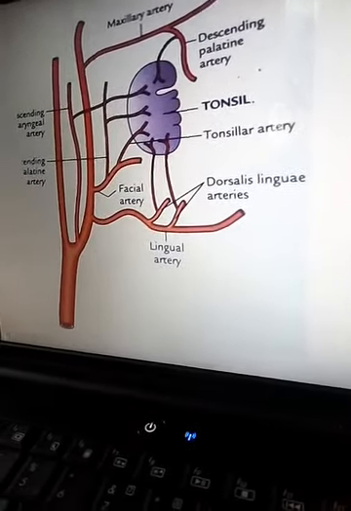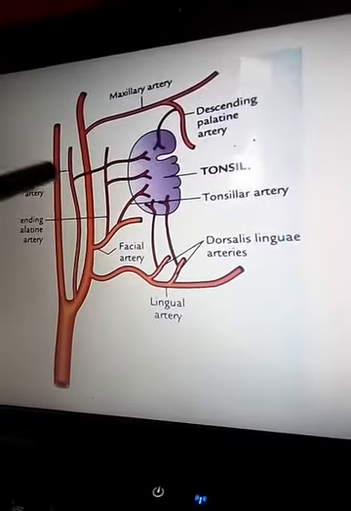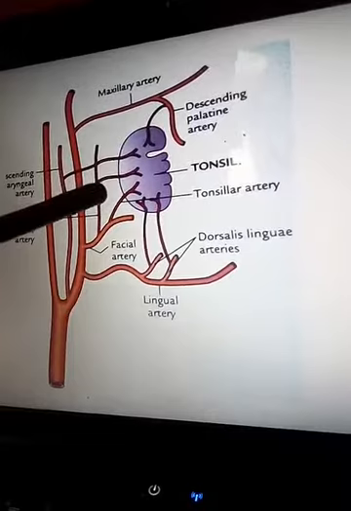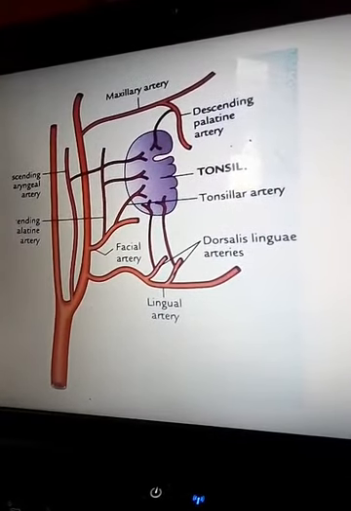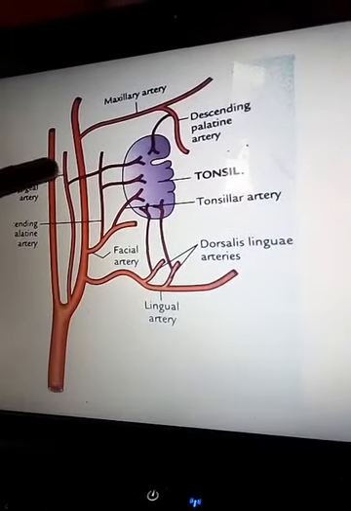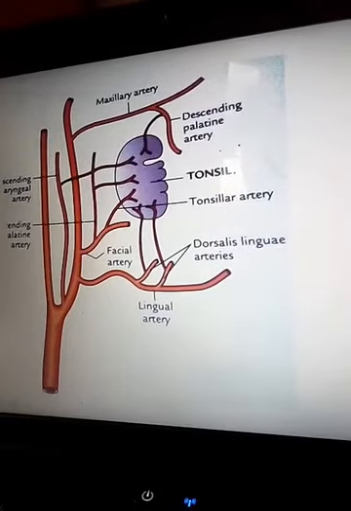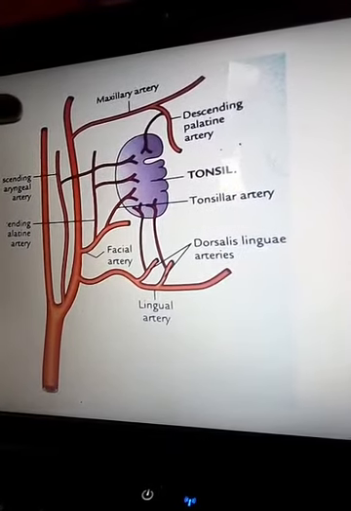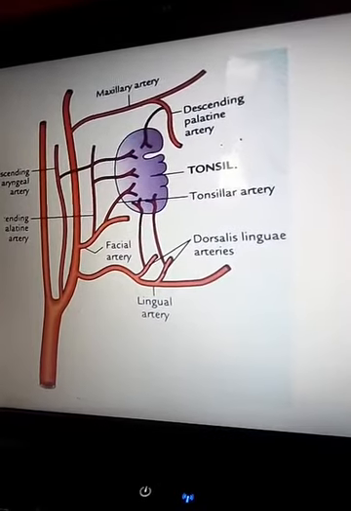Now acute tonsillitis. The tonsils are frequent sites of acute infection, especially in school-going children, and this condition is called acute tonsillitis. It is mostly seen in viral infections. It is rare in infants and persons above 50 years of age.